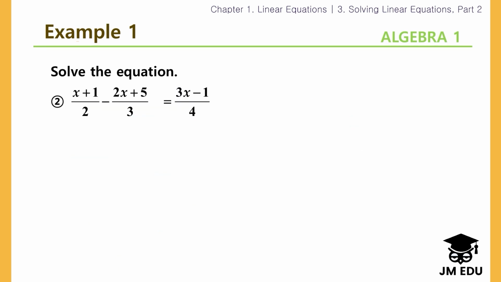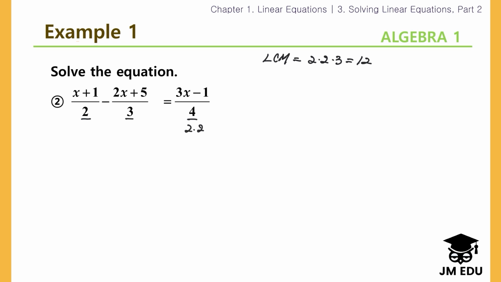Number 2, let's find the least common multiple of these three denominators. Okay, we have 2, 3, 4. 4 is 2 times 2, right? So our least common multiple is, we must have at least 2 of 2's and 1 3. So 2 times 2 times 3, that's 12.